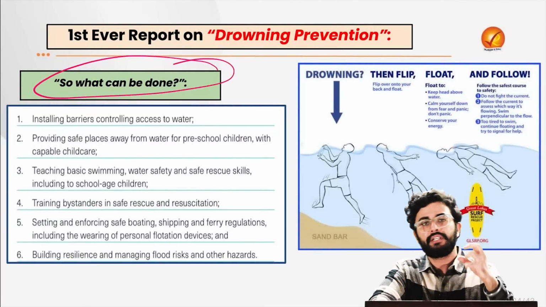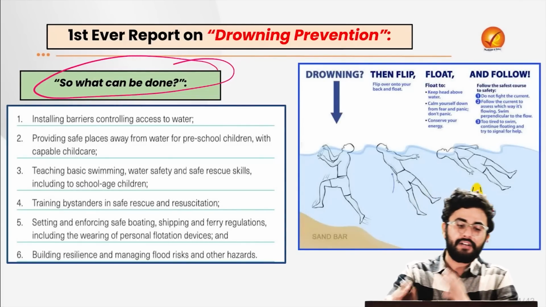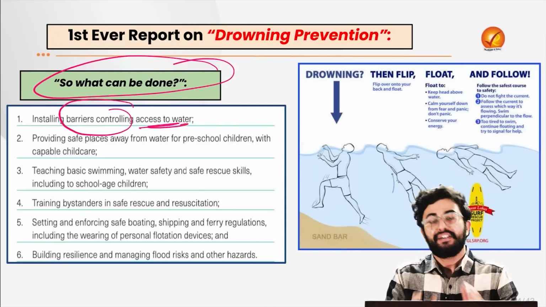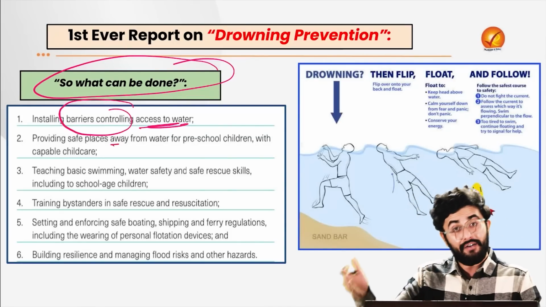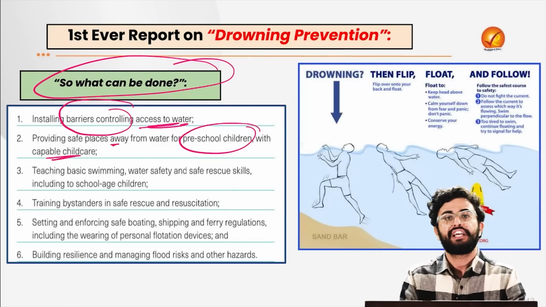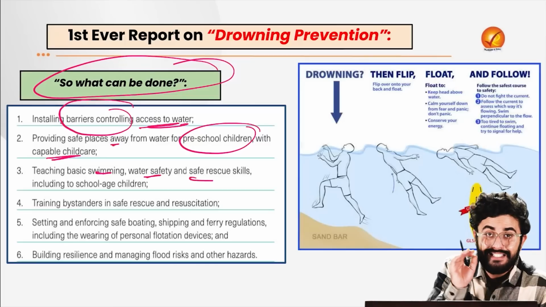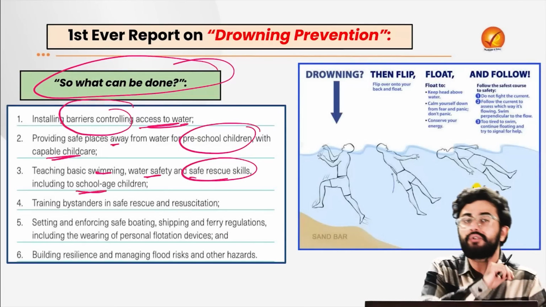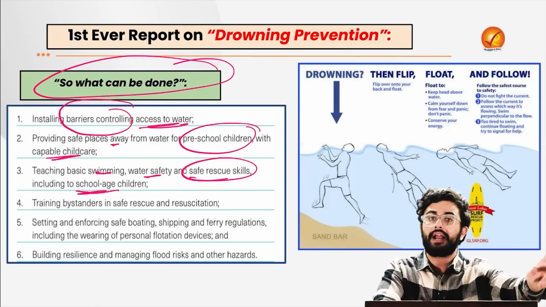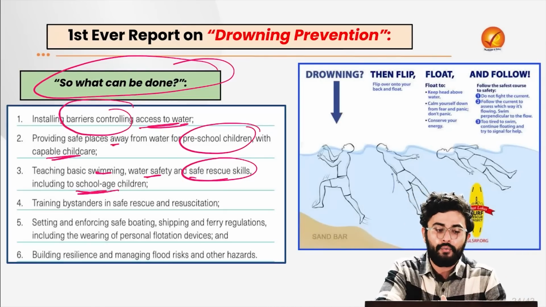The suggestions have been incorporated from the World Health Organization's report itself. It suggests that we need to install barriers controlling access to the water. We shall provide safe places away from the water for preschool children with capable child care. There shall be inculcation of teaching basic swimming, water safety and safe rescue skills, including to the school age children. So that can be a suggestion which you guys can also put in if you are writing on the education line, or if you are writing an answer on the New Education Policy 2020.